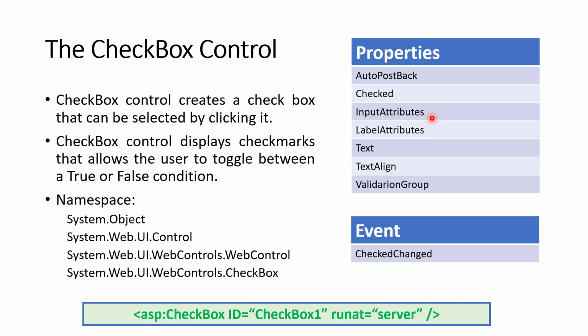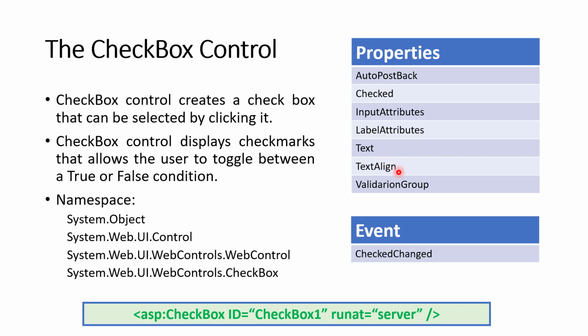Next is InputAttributes. This property is used to obtain a reference to the collection of attributes for all rendered input elements of the checkbox control. Next is LabelAttributes. This property is used to obtain a reference to the collection of attributes for all the rendered label elements of the checkbox control. Next is Text. This property is used to set or obtain the text label associated with this checkbox.